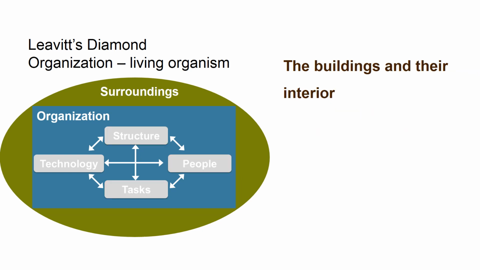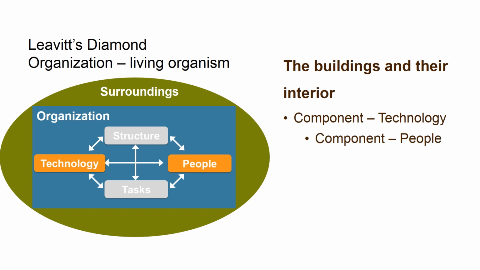The buildings and their interior. Here we begin in the component technology, but it will quickly affect the component people, since a new arrangement of desks affects the employees. The component structure will probably also be affected, as new buildings and interior design will require a new communication and organizational structure.